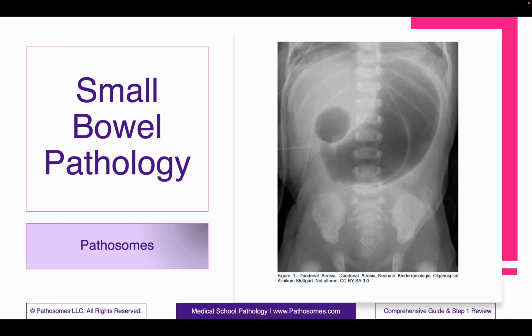Now, what are we looking at in this image? Duodenal atresia, right? Do you remember the quote-unquote buzzword for this? Is it double bubble sign? Right. We're going to be talking about that and much more in this presentation on small bowel pathology.